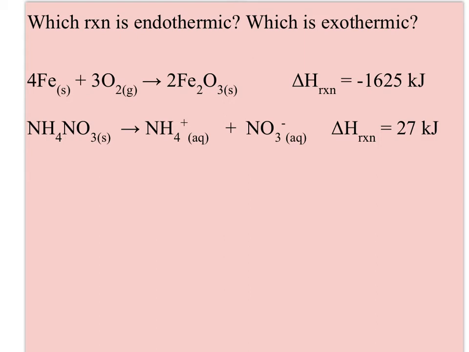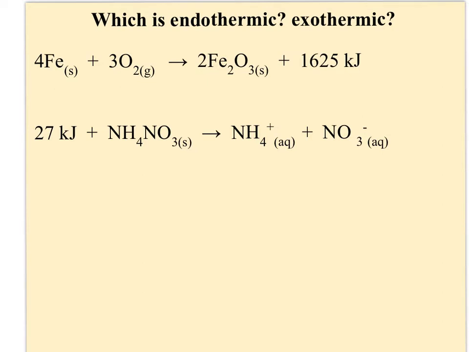And just a quick note here, if these reactions were reversed, if I had 2 Fe2O3 and it was becoming 4 Fe, so it's decomposing instead of synthesizing, and most reactions are reversible, then I can assume delta H would now be a positive 1625, and this would have to be an endothermic reaction.